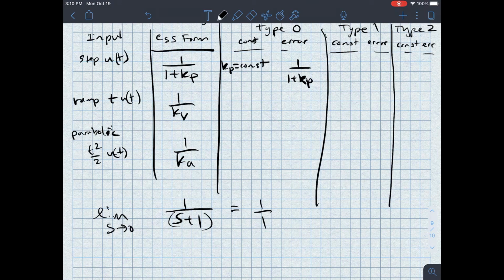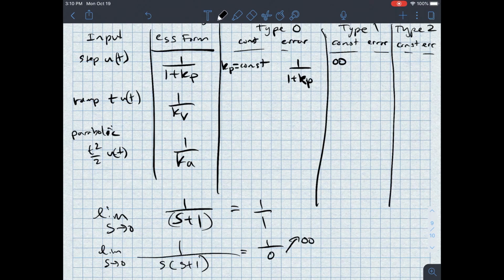For a type 1 system, the constant here, Kp, let's look at that. That's the limit as s approaches 0, but I've got a type 1, so I'm going to say 1 over s(s plus 1) as s approaches 0. What happens is I get 1 over 0, which goes towards infinity. So in this case, for a type 1 system, Kp is trending towards infinity.